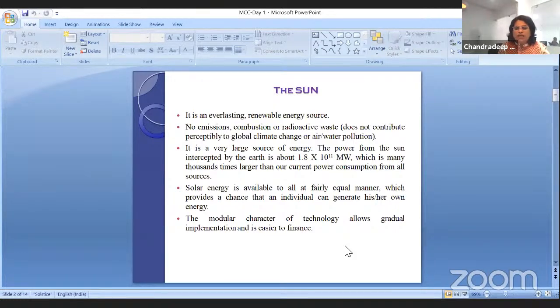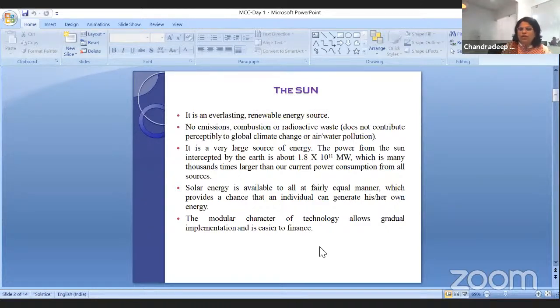So the answer is the last point: the modular character of the technology allows gradual implementation and is easier to finance. This is the one single point which makes solar special and a unique difference from other renewable energy technologies. So what does this point mean, the modular character of the technology? Suppose, for example, the requirement of my home is 2 kilowatt, meaning I consume 2 kilowatt. Now I want to turn that 2 kilowatt from conventional electricity to solar electricity.